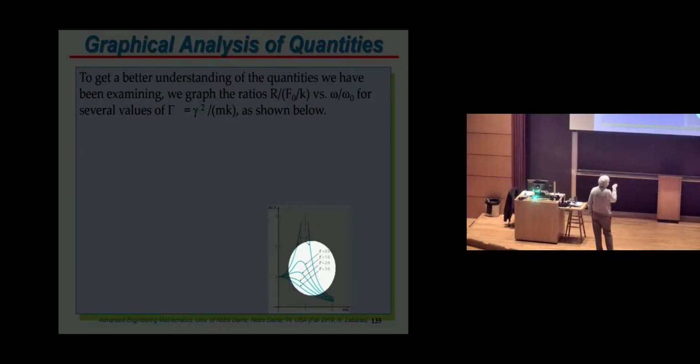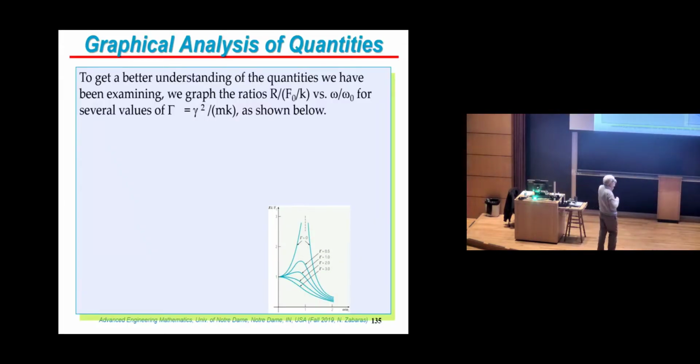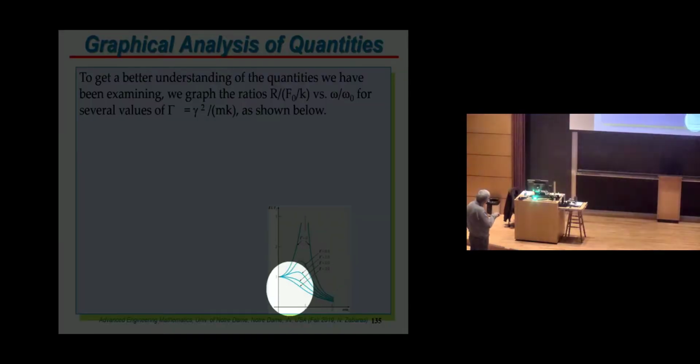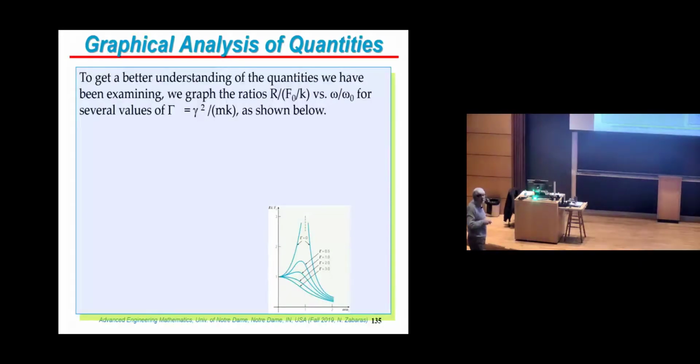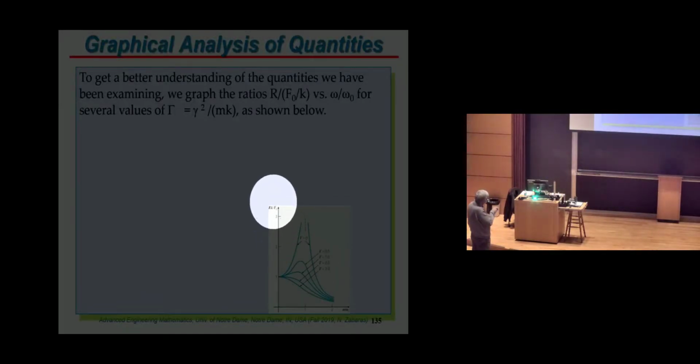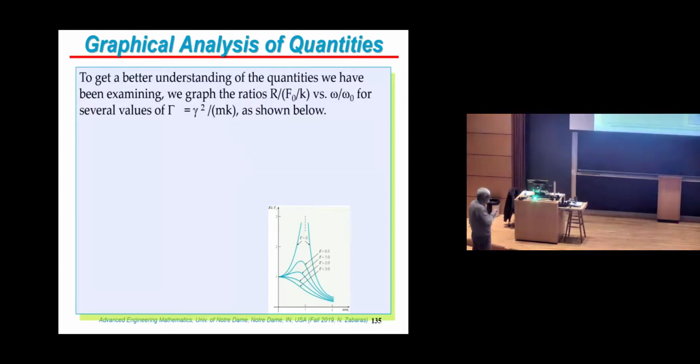And in this particular case, if you increase the damping, what do you observe? Does the amplitude of the oscillations have a maximum as the damping increases? Look, for example, here in the case for gamma equal to 2. What do you observe? Does R have a maximum? Yes, it does have a maximum. What is that maximum? F0 over K, which is the static displacement, basically.